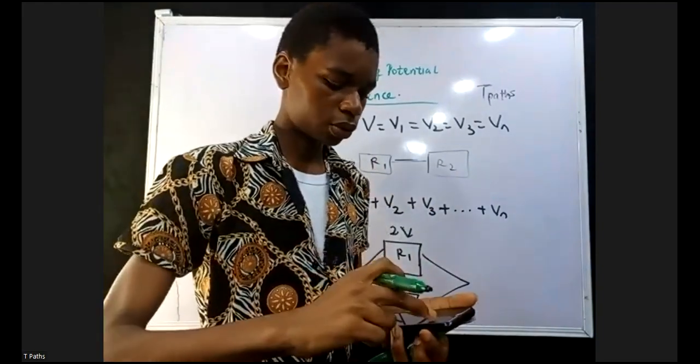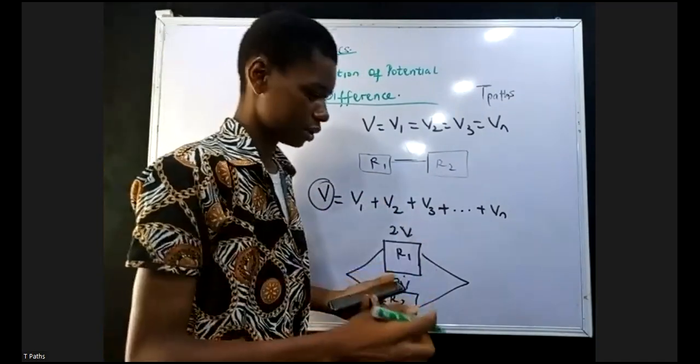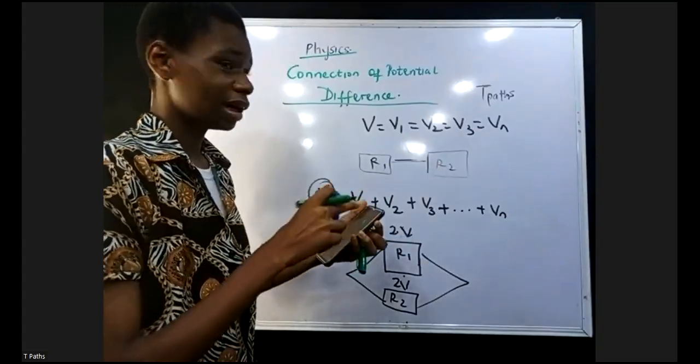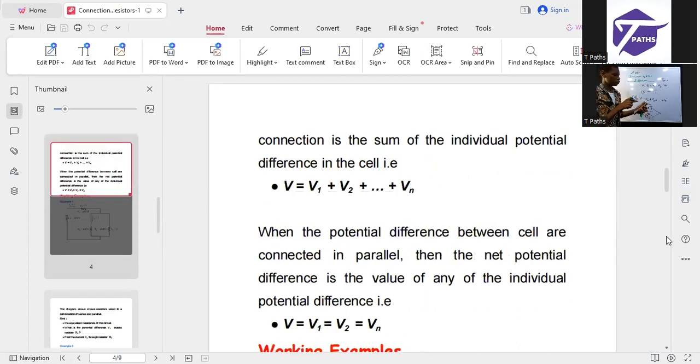Now, example 1, let's move to working examples. You can see the diagram on your screen. It is showing a circuit. You can see where we have the capital letter V equals 12 volts. We have 12.0 volts.